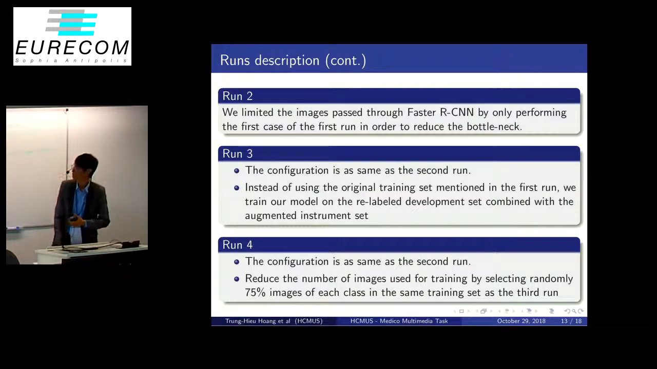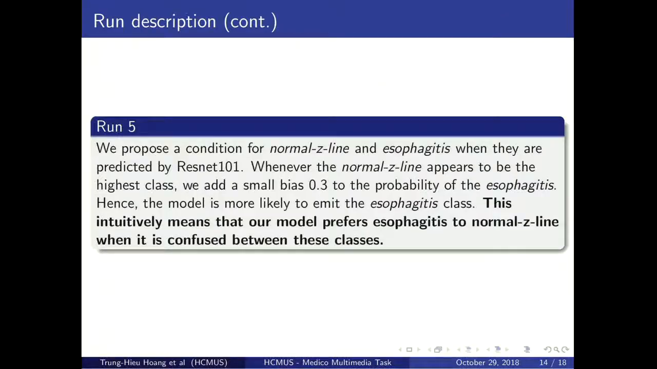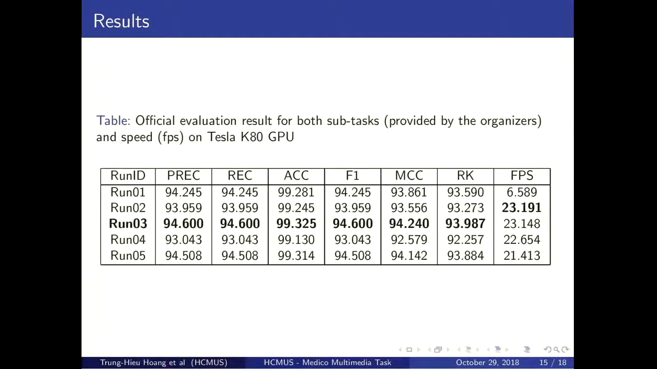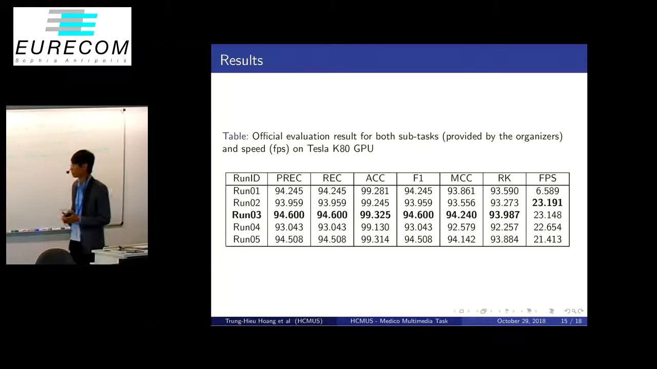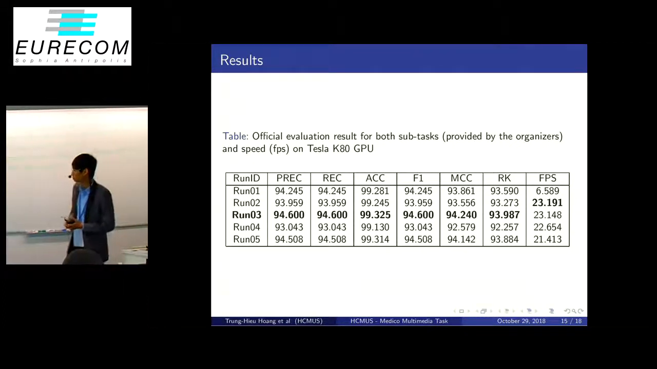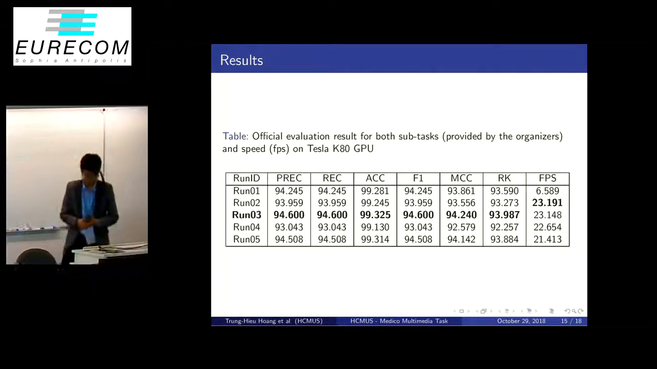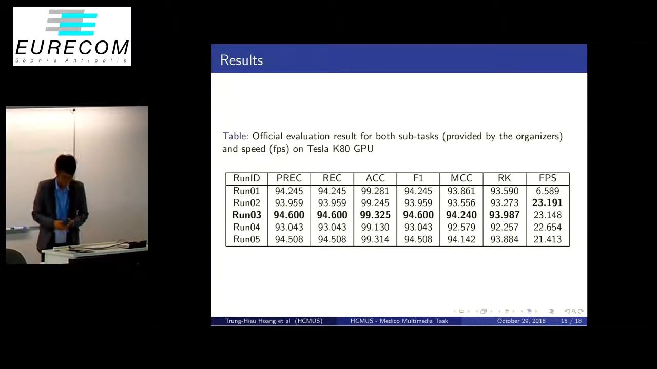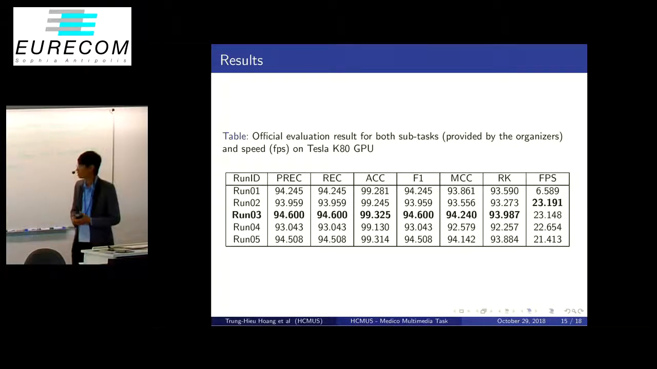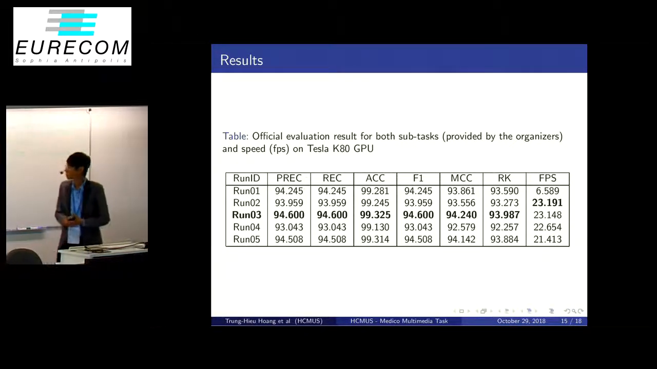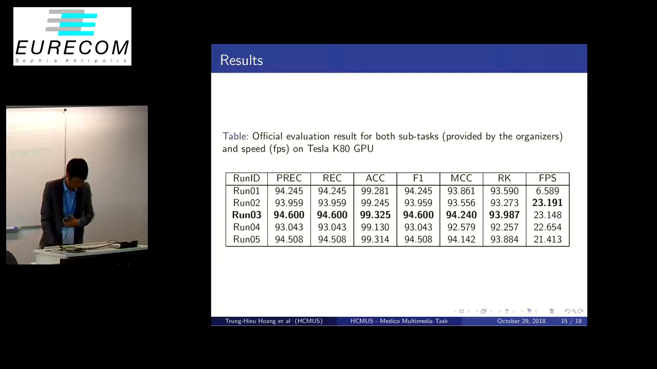And here's our run description in words, and so I skip it. And this is our result. So as you can see, in run 3 we achieved the best performance, but in run 2 we have a very high speed. We achieve 23 frames per second with run 2. And we test our system on the Tesla K80 GPU.